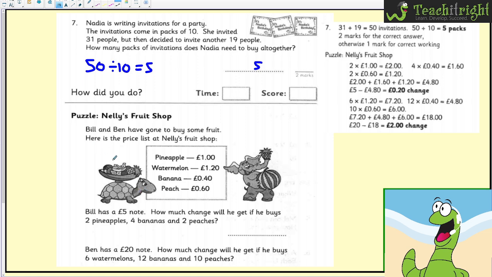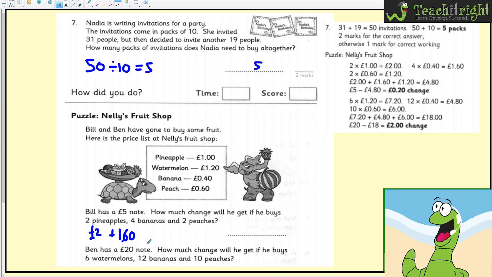On to the puzzle, we've got Bill and Ben. Bill has a £5 note. How much change would he get if he gets 2 pineapples, 4 bananas and 2 peaches? Well, 2 pineapples is £2, because it's 2 £1. 4 bananas is going to be 4 times 40p, which is going to be £1.60.